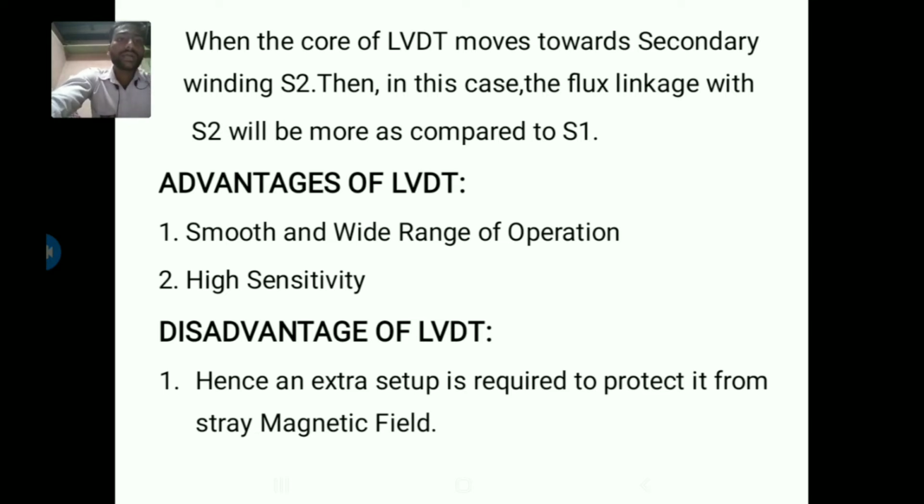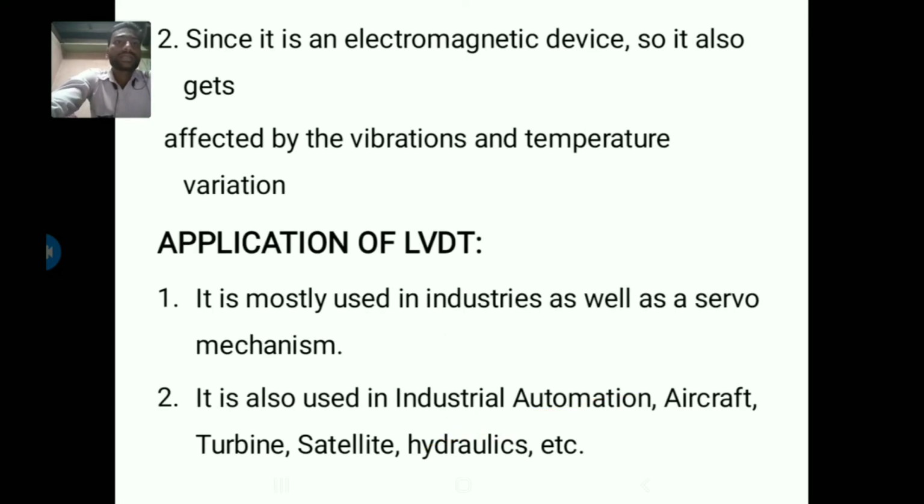So next, advantages of LVDT. First one, smooth and wide range of operation, and second one, high sensitivity. And disadvantages of LVDT. An extra setup is required to protect it from stray magnetic fields. Since it is an electromagnetic device, it also gets affected by vibrations and temperature variation. And applications of LVDT. It is mostly used in industrial as well as servo mechanisms, and it is also used in industrial automation, aircraft, turbines, satellites, hydraulics, etc.